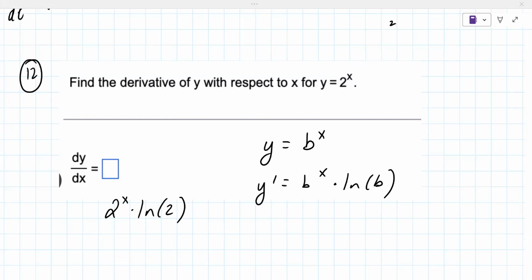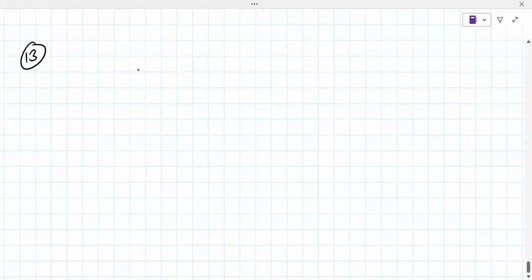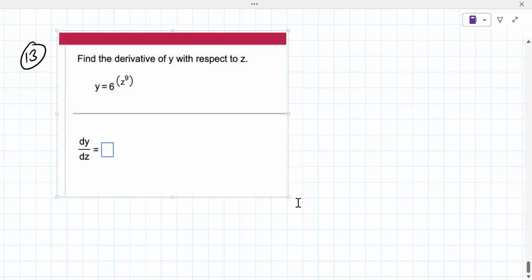All right, let me know when I can move on to 13. Yeah. You can move on. All right. Okay, so 13, we actually do have to use this logarithmic differentiation, which I was hoping to avoid, because it's never clear.